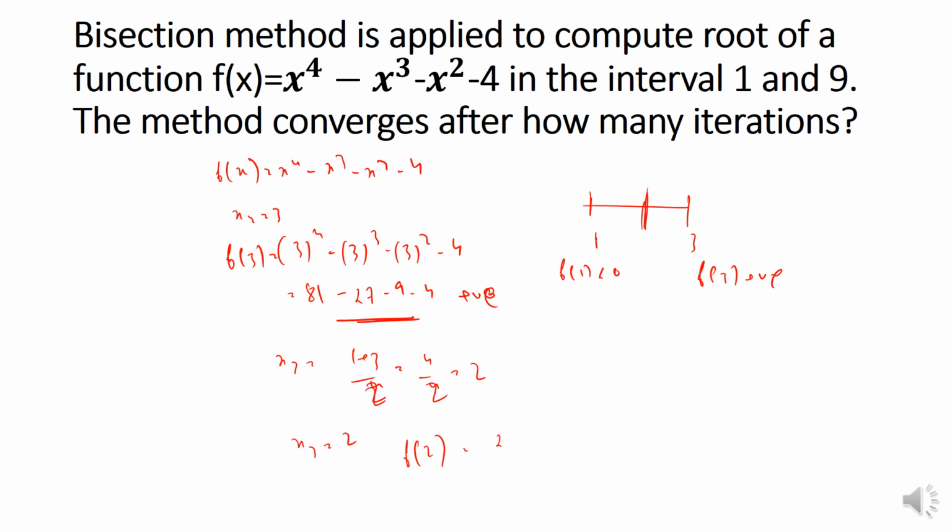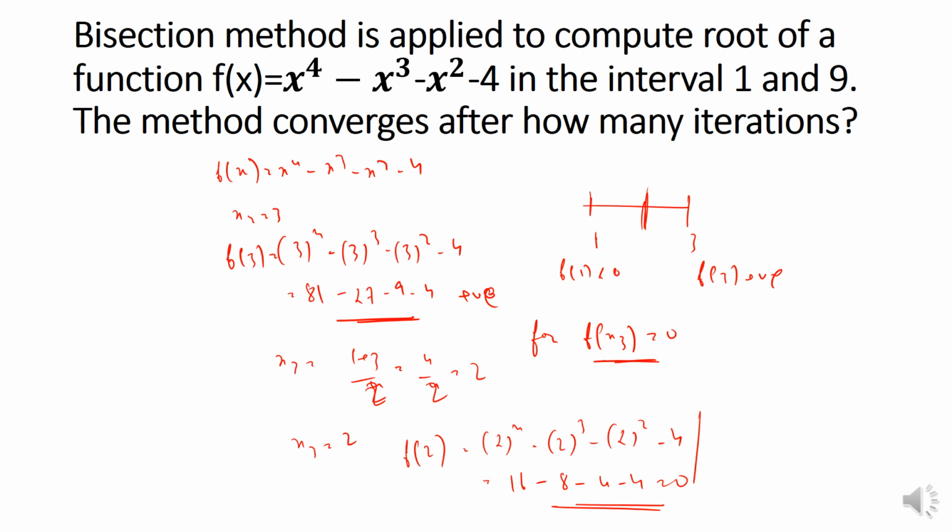Now if I find f of 2, it is equal to 2 power 4 minus 2 cube minus 2 square minus 4. This is 16 minus 8 minus 4 minus 4, which is equal to 0. So f of x3 is 0. So after how many iterations? After 3 iterations the function becomes 0.